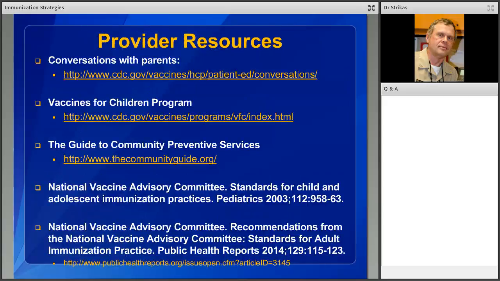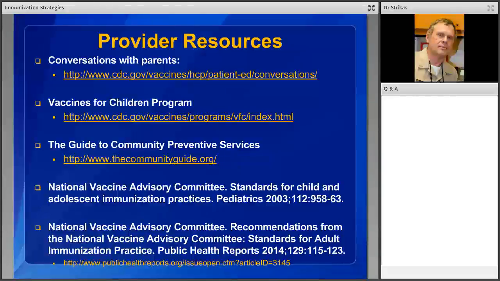There are numerous resources describing immunization strategies and their implementation. I've cited many on specific strategies slides in this presentation, and they're also cited in the Pink Book. In addition, CDC has developed tools for conversations with parents and information about the Vaccines for Children program that you'll find useful. Also, the Task Force on Community Preventive Services, an advisor group to CDC, has reviewed many strategies for most preventive services, including immunization, and their website is listed here.